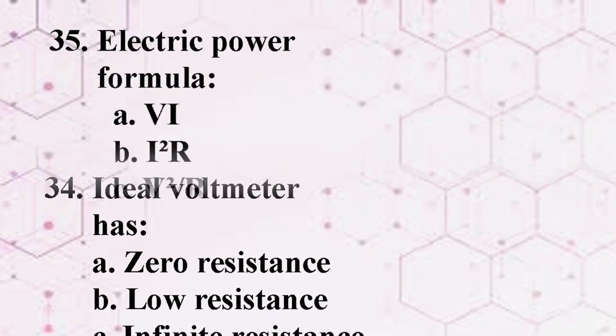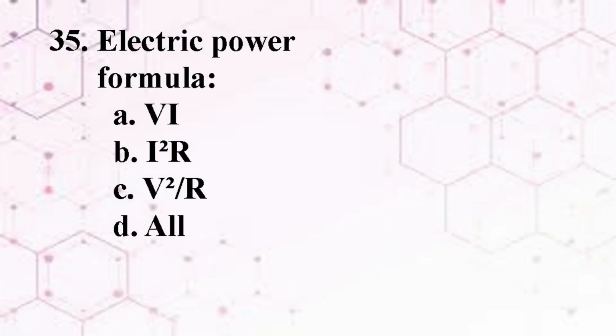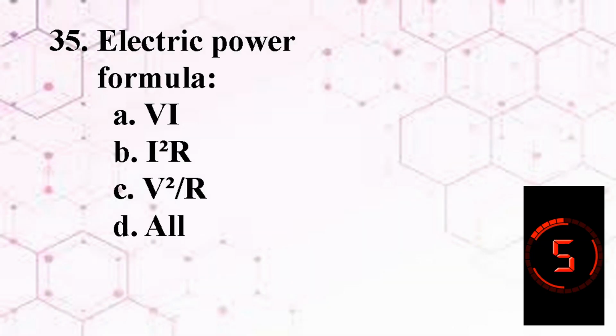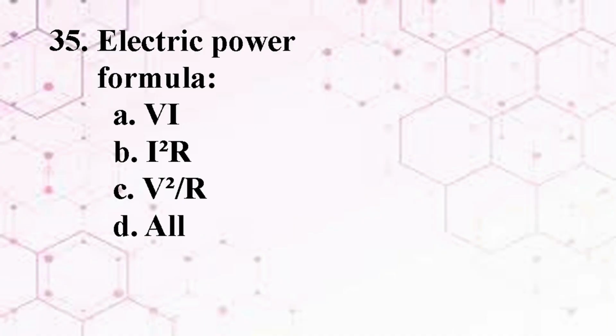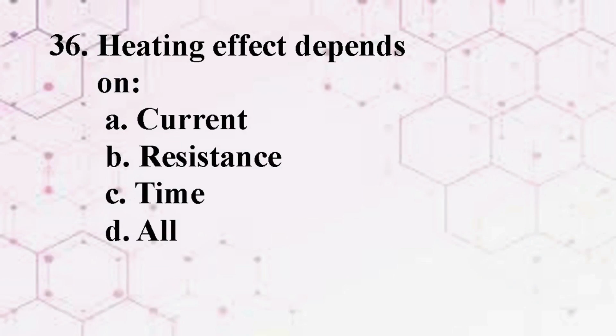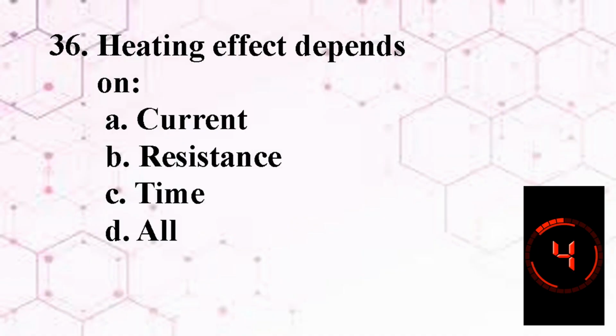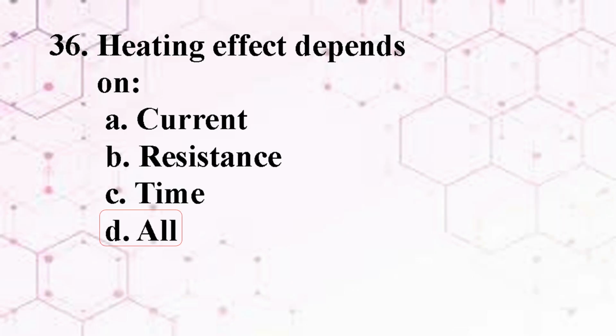Infinite resistance. Question number 35. Electric power formula is A voltage multiplied by current, B current square times resistance, C voltage square divided by resistance, D all. The correct answer is D, all. Question number 36. Heating effect depends on A current, B resistance, C time, D all. The correct answer is D, all.